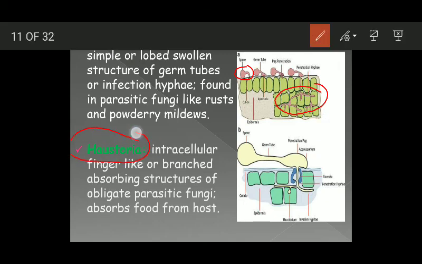Then we have haustoria. These are intracellular finger-like or branched absorbing structures of obligate parasitic fungi. The function of haustoria is that they absorb food from the host. Here you can see these are haustoria, intracellular. These are the host cells. These are intracellular, finger-like or branched. Sometimes you can see the haustoria are branched. Here they are simple. These are the absorbing structures. They help the fungi to absorb the food material from the host cells.